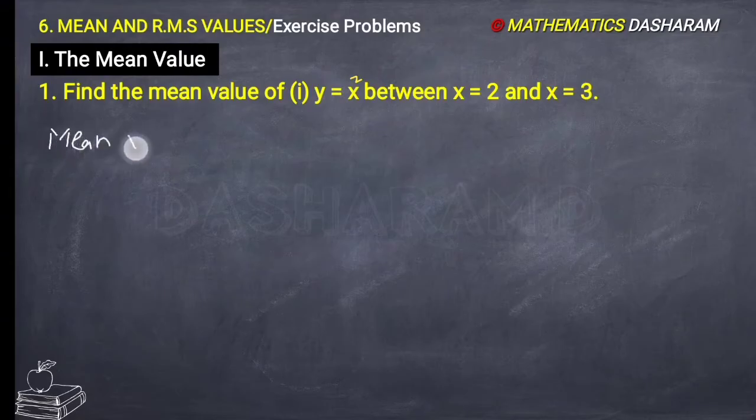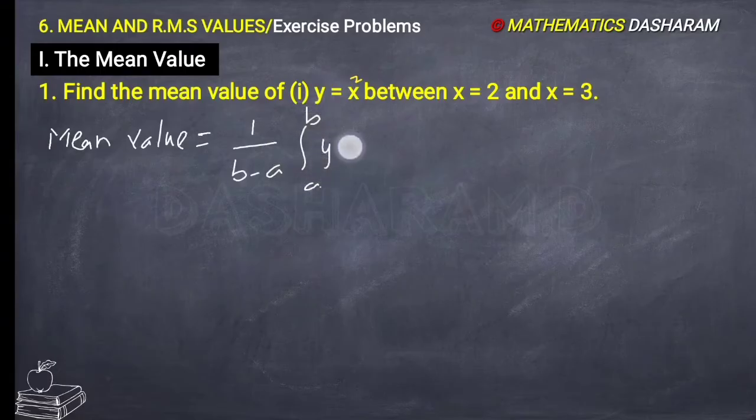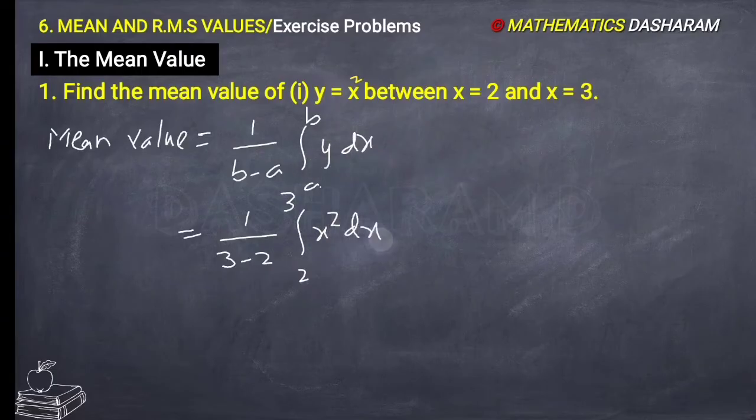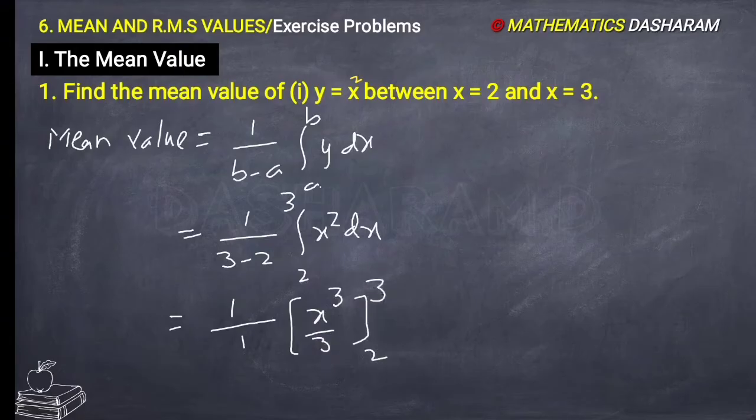So the mean value formula is 1 by (b minus a) integration a to b y dx. So it is equals to 1 by (3 minus 2) integration 2 to 3, and here y means the given curve, x square, whole dx. So 1 by 3 minus 2 is 1, integration 2 to 3, and the integration of x square is x cube by 3, and the limits are 2 to 3.